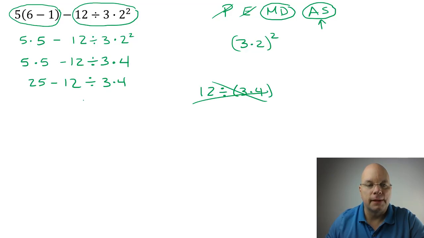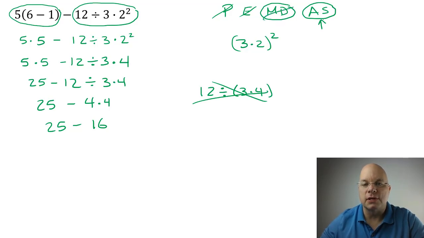So we work from left to right. 12 divided by 3 is 4, and we're going to be quadrupling that 4. We still have some multiplication here, so 4 multiplied by 4 is 16. And now we're on to the last step, addition and subtraction. Since we're counting wholes in this term and we're counting wholes in this term, we can combine like terms and find the difference of 25 and 16 is 9.